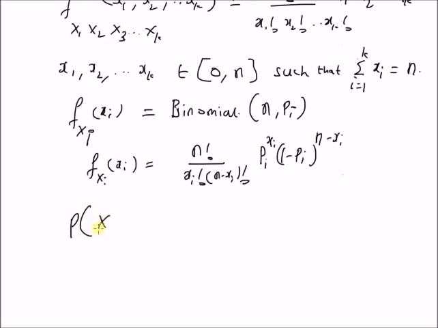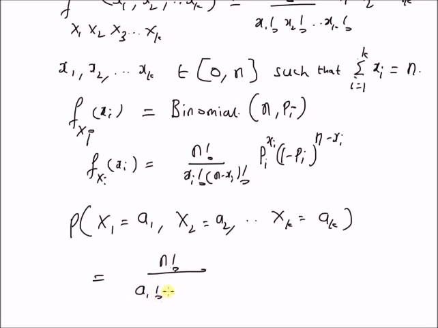The probability of x1 equal to a1, x2 equal to a2 and so on up to xk equal to ak is given by n factorial divided by a1 factorial up to ak factorial multiplied by p1 power a1, p2 power a2 and so on up to pk power ak. So this is the probability of the following event.